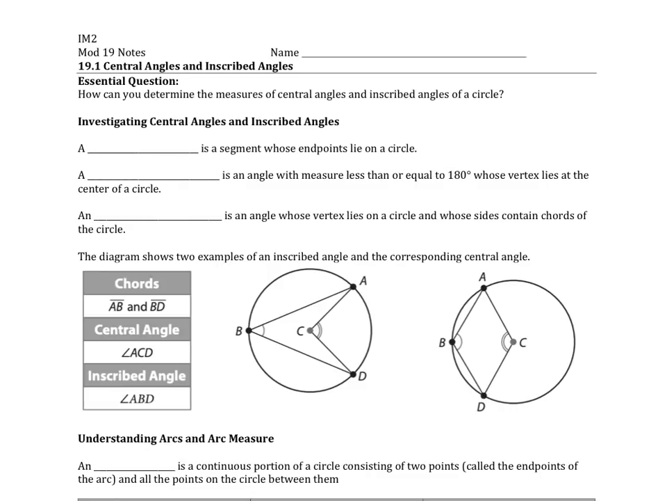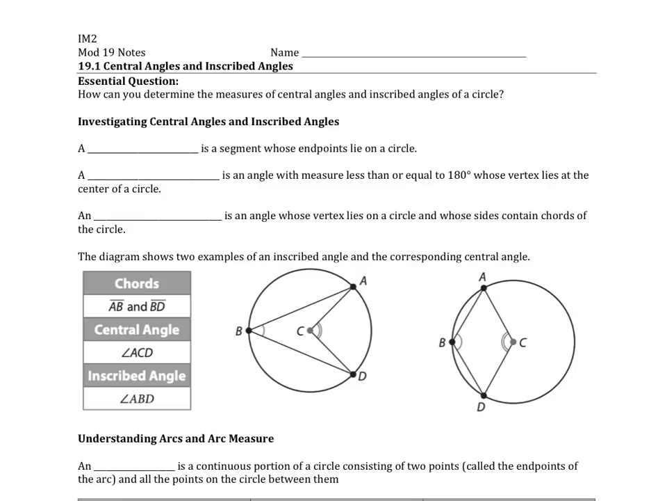All right, 19.1, central angles and inscribed angles. So our essential question here is, how can you determine the measure of central angles and inscribed angles of a circle? So a little vocabulary here for us.